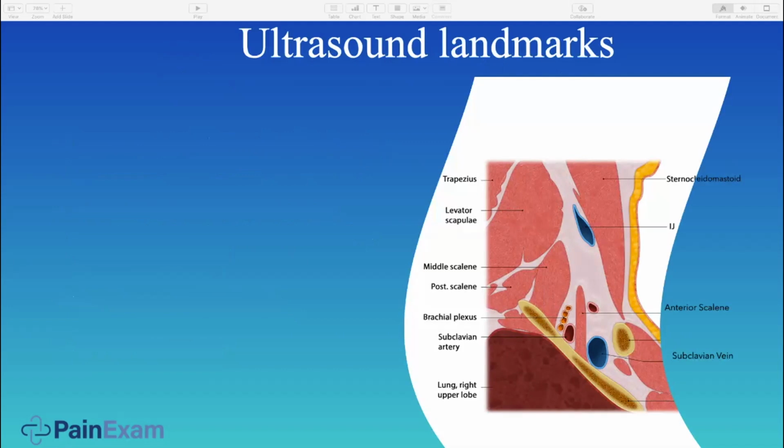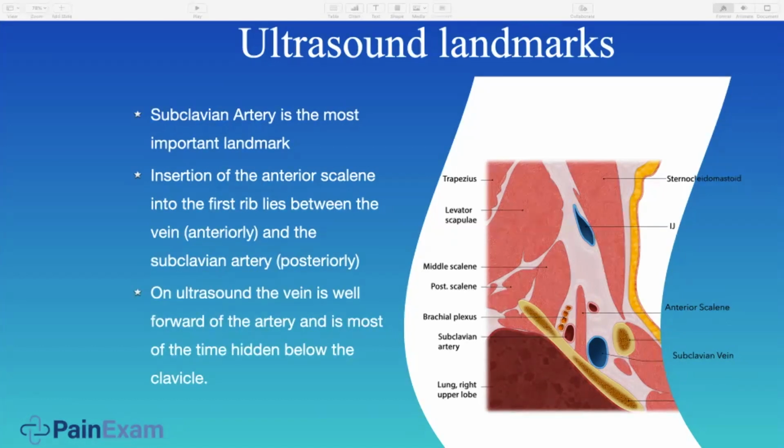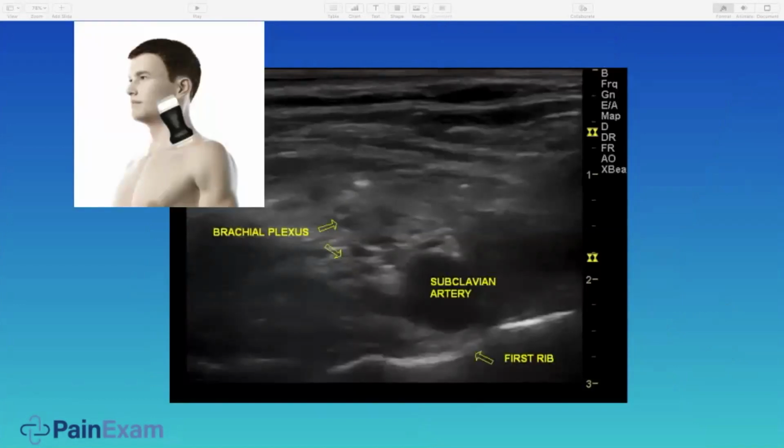Okay, once again, that picture of the parasagittal region. I brought this up because it's basically the border of the interscalene and supraclavicular fossa. The subclavian artery is the key landmark. You have the insertion of the anterior scalene into the first rib, which lies between the vein anteriorly and the subclavian artery posteriorly. On the ultrasound, the vein is well forward of the artery and is most of the time hidden below the clavicle.